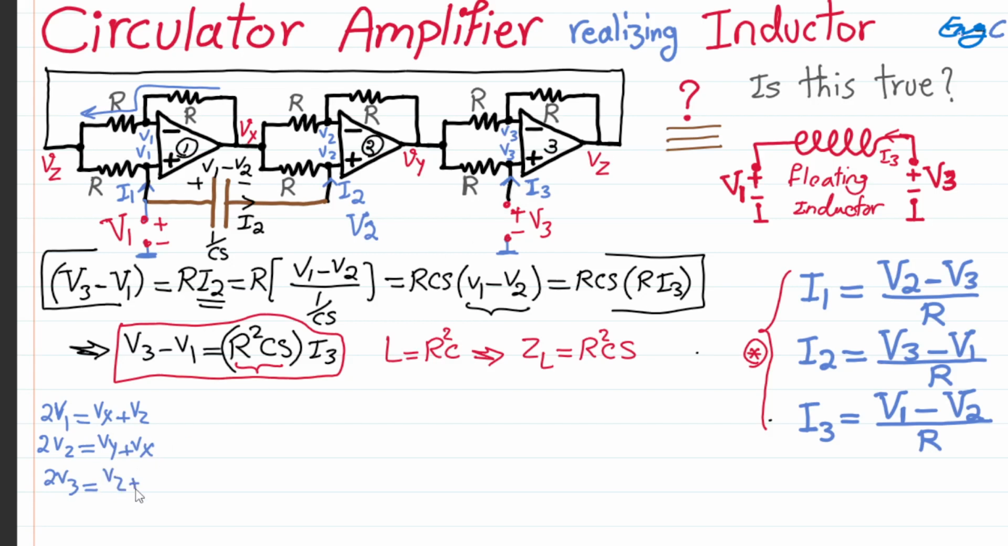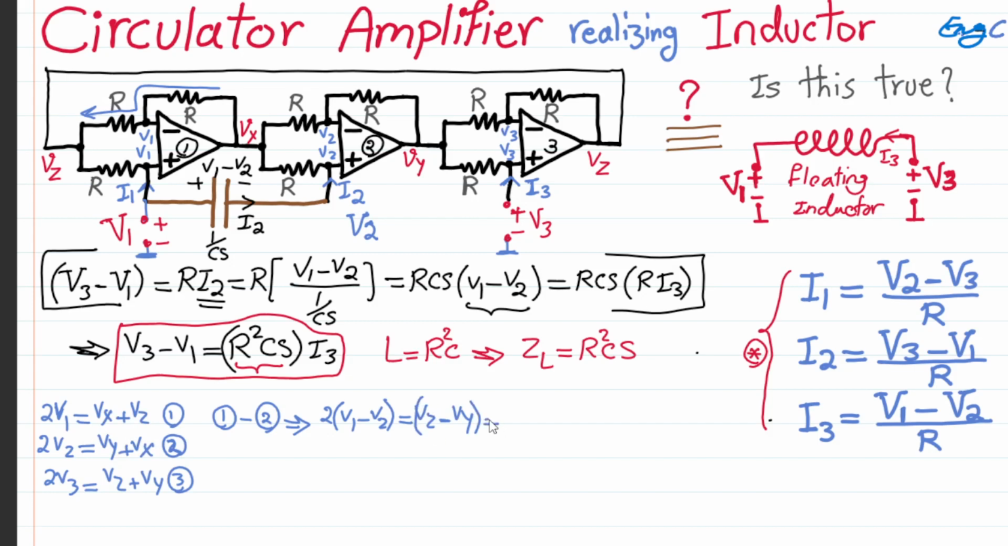Now, let's name these, maybe this is the easiest one. Let's name this equation 1, this equation 2, this equation 3. And I can just do this game: subtract 2 from 1, so compute 1 minus 2, and as a result you get 2 times V1 minus V2 on one side, which is equal to Vz minus Vy, because Vx cancels out from the two equations. Okay, great.